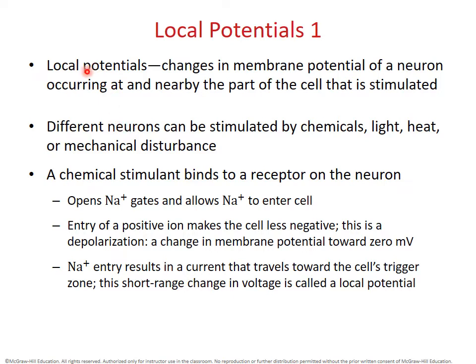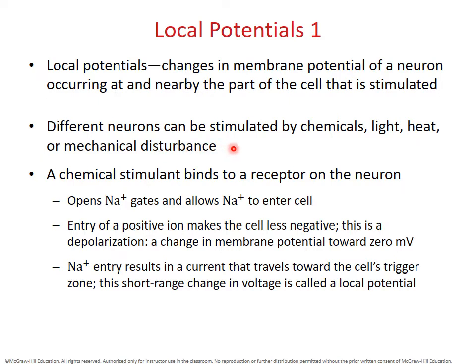Now, what can cause these local potentials? It really depends on the kind of neuron that you're dealing with. There are different kinds of neurons that will create local potentials in response to different kinds of stimuli. So some neurons will create local potentials, again, localized changes in membrane potential, in response to chemicals. We call those, for instance, chemoreceptors. Some respond to light energy. Those would be the kind that you find, say, in the retina. Some respond to heat, thermoreceptors. Some respond to various mechanical disturbances, meaning touch, just a simple touch or pressure.